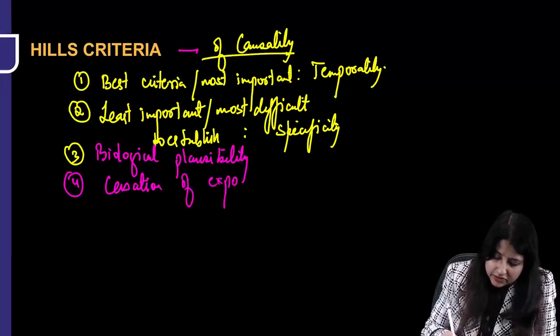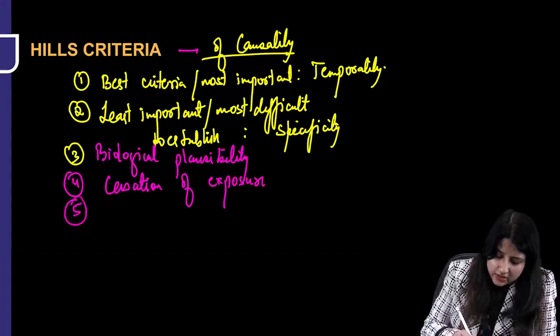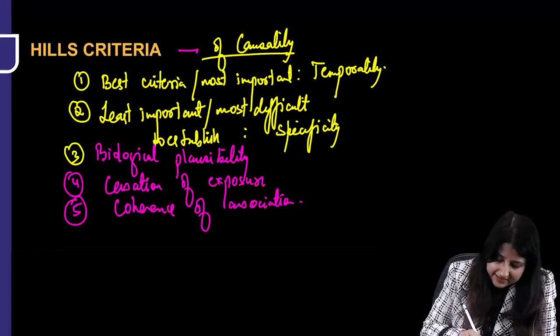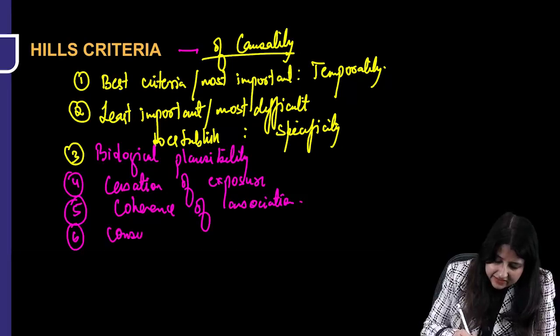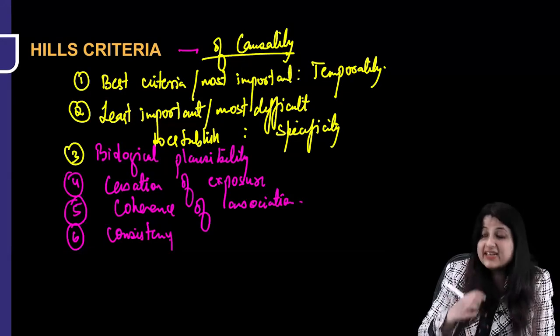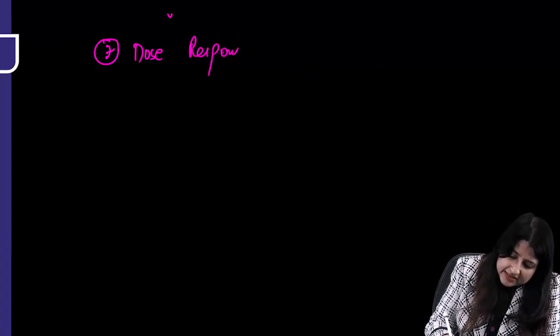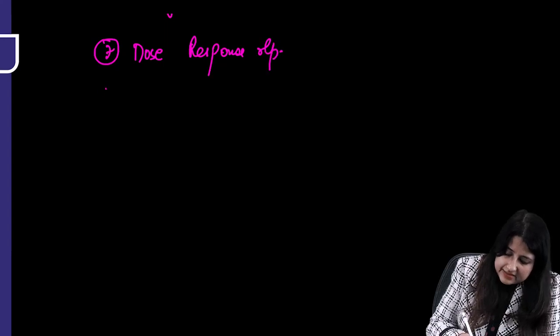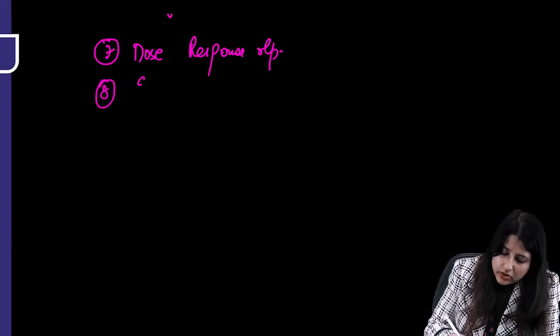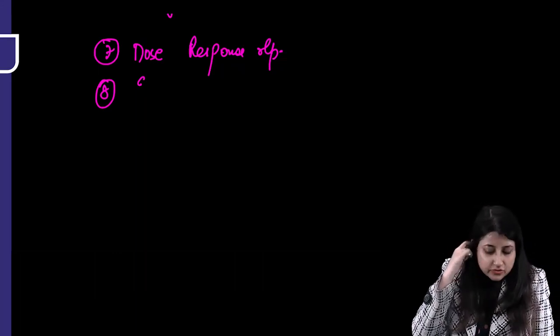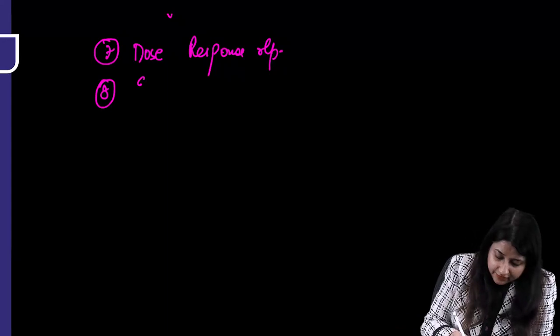Then cessation of exposure: if you stop smoking, the chance of lung cancer decreases. Coherence of association means researchers support each other's findings. Then consistency: consistency of association means findings are replicable. Then dose response relationship: if you increase the dose, the outcome also increases. And you also have specificity that we have already discussed, and of course strength of association.